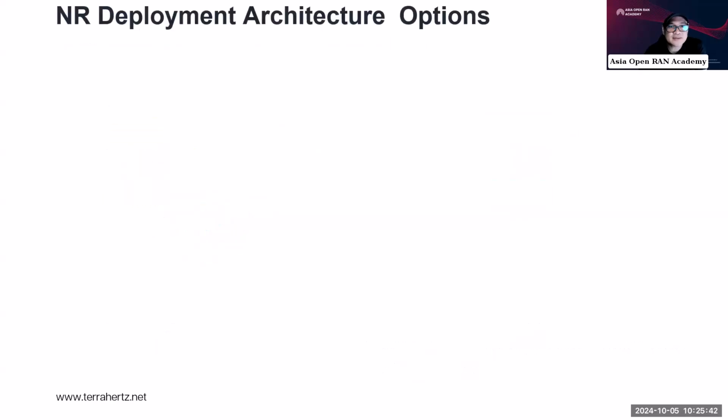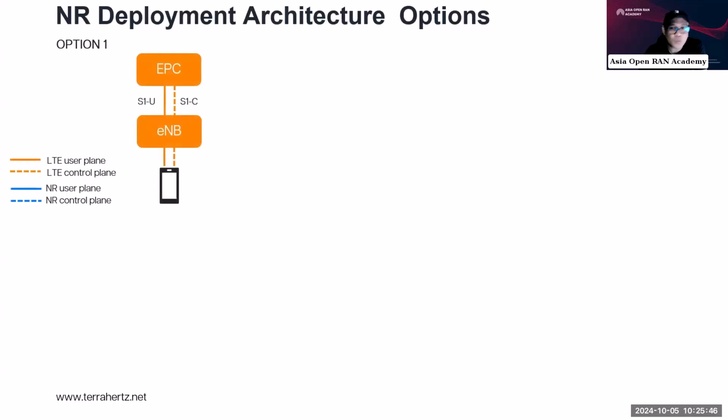So let's see. Deployment architecture options. We have option 1. Option 1 is actually not a 5G, but they call it option 1. It's an LTE actually. EPC and eNode B.